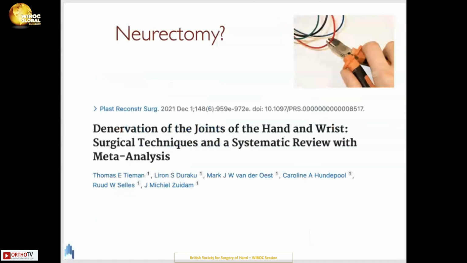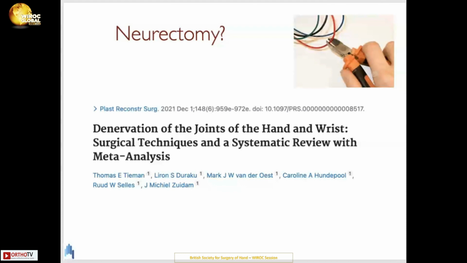Now, neurectomy is becoming more and more popular. This is the most recent meta-analysis from 2021, showing that by and large, this is a successful procedure in terms of patient satisfaction and pain relief. Now, I'm not aware of any papers particularly on the DRUJ, but in principle, denervation of the DRUJ might be something to consider before you do some hideously destructive excision type procedure.